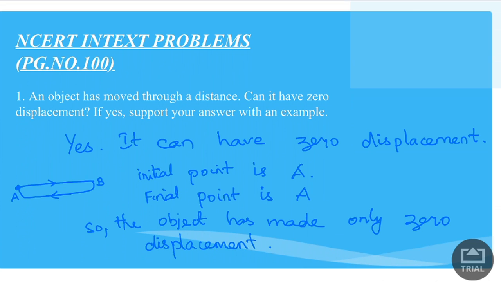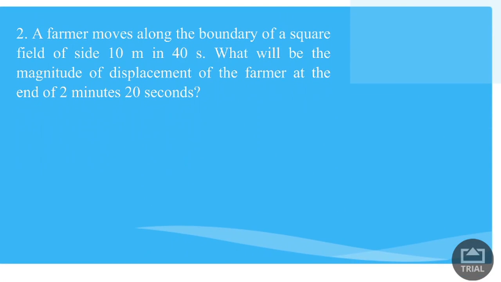If you go in a circular path, you start from one point and you reach the same point. In this case also, the displacement made by the object is zero. So you can write that the object can have zero displacement, but it can have traveled through a distance. So this is the answer for the first case. Next, see the next problem.